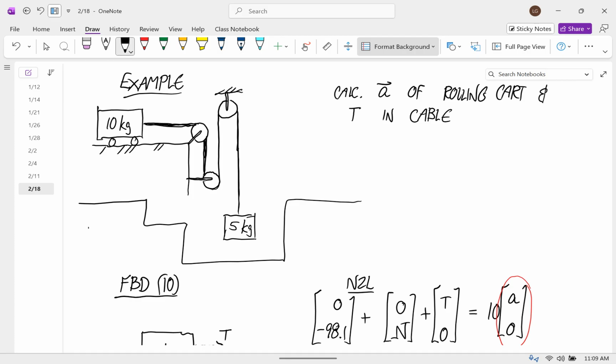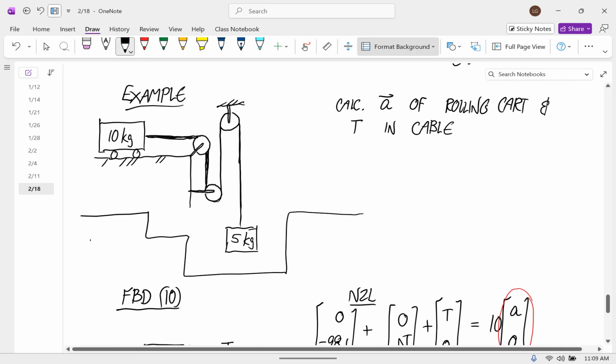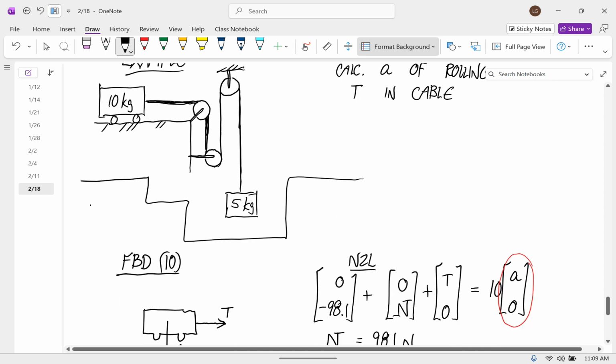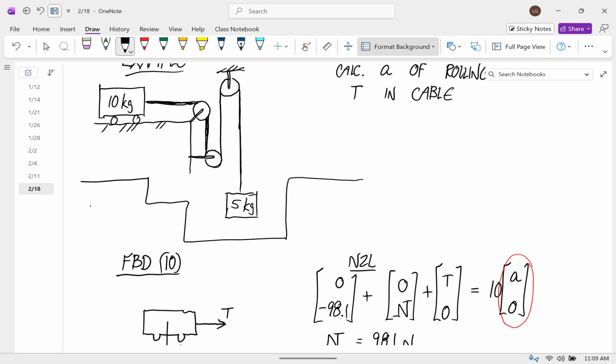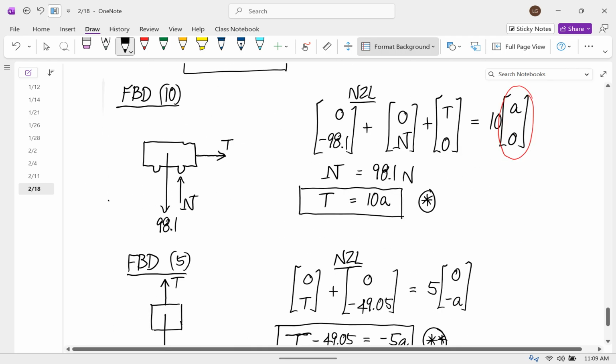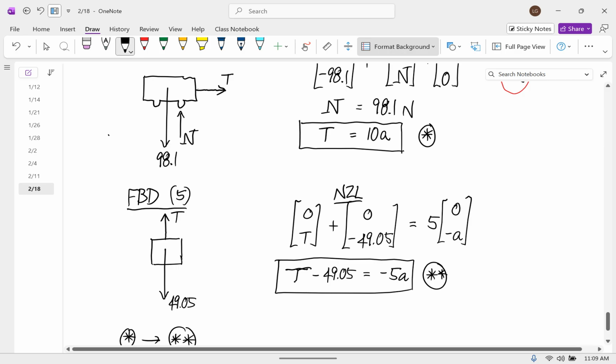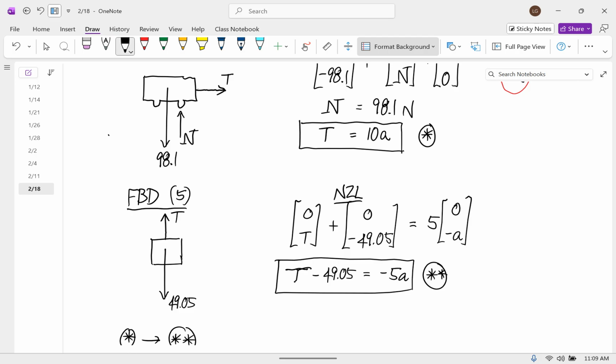So if you asked for T in the cable, would we have to put that also in vector form? I just asked for T, and I didn't ask for a vector, so that's okay. But I could have asked for what's the force vector that the cable applies to the 5 kilogram cart, say. And then you would have to say this is the force vector that the cable applies, and you'd plug that T value in there.